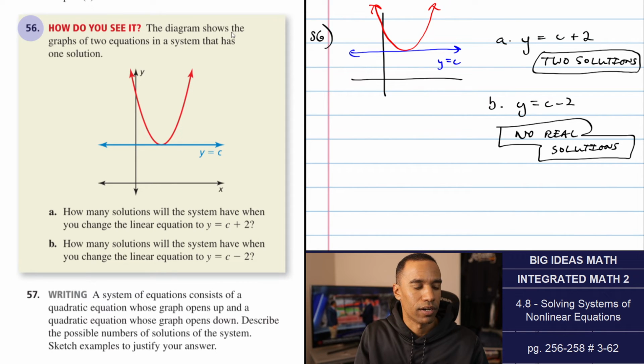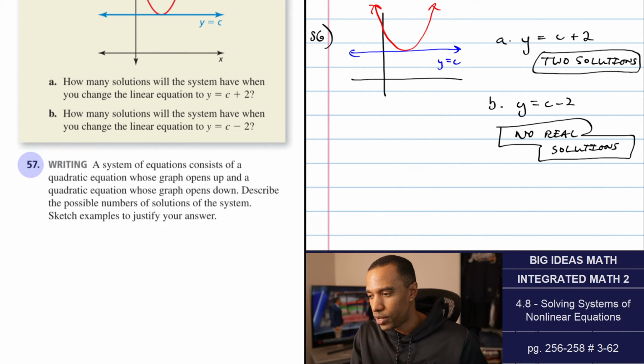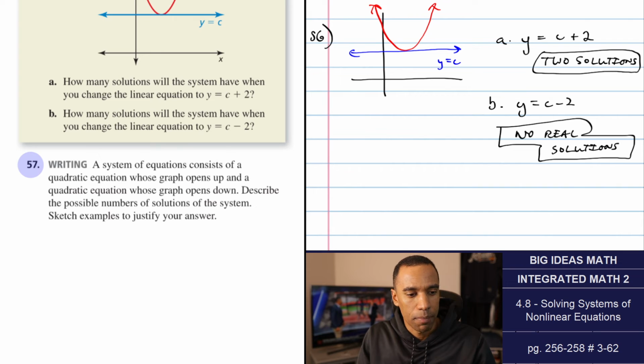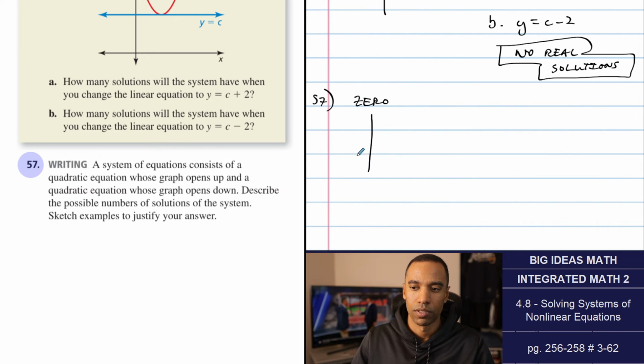All right, number 57. A system of equations consists of a quadratic equation whose graph opens up and a quadratic equation whose graph opens down. Describe the possible numbers of solutions to the system. Sketch examples to justify your answer. Well, there are 3 different sets: 0, 1, or 2. So you can have a quadratic graph that opens up. You can have 0, which would look like something like that.